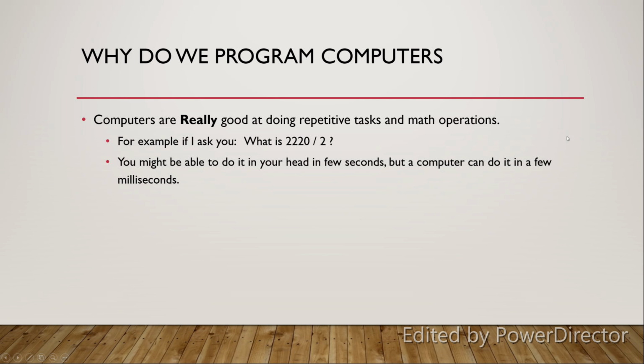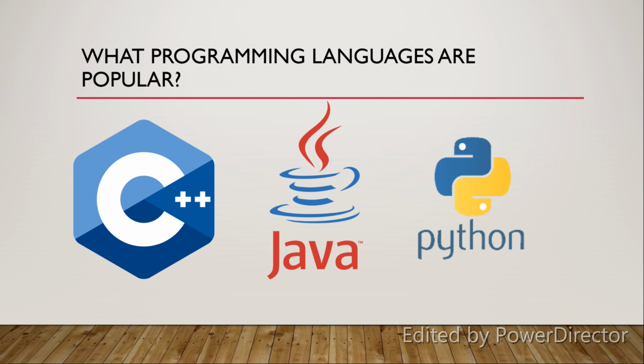So, why do we program computers? We program computers because they're really good at doing repetitive tasks and math operations. For example, if I ask you, what is 2,220 divided by 2? You might be able to do it in your head after a few seconds, but a computer can do it in a few milliseconds.